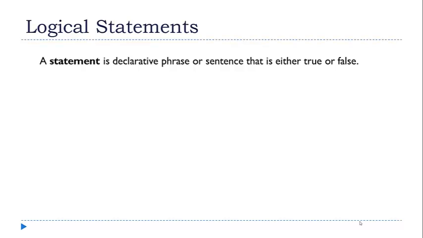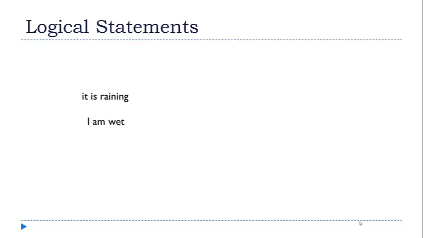And the emphasis here is that it's unambiguously true or false. It can go one way or it can go the other. There's no third option. There's no room for confusion or interpretation. And I've got two examples of statements here. It is raining and I am wet. These are both either true or false. Either water is falling from the sky or it's not. Either there's water on you or there isn't. And it's unambiguous which state you're in.